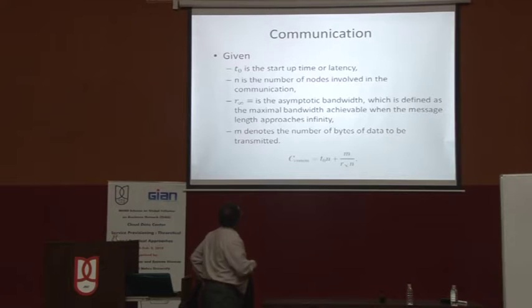And M denotes the number of bytes of data to be transmitted. So the size of the data that you need to transmit from point A to point B, from one task to another task. If you have these values, then you can actually use this to model the communication cost. Okay, every time node A sends data to node B, you can use this to model the communication cost. Okay?